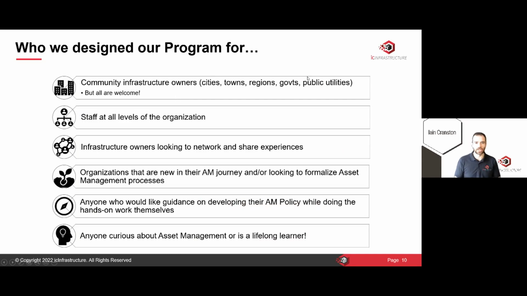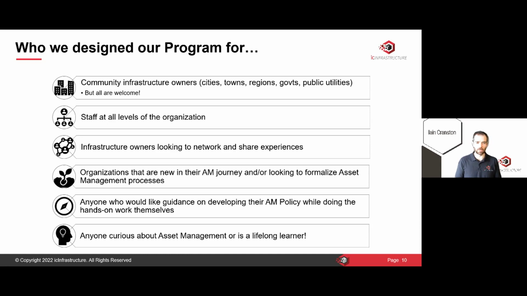So who's our programme designed for? Well, primarily this is around community infrastructure owners. So think towns and cities, regions, governments, different types of communities, public infrastructure owners. That's really what a lot of the content is geared towards. You hear us talk about councils and elected officials, but all infrastructure owners are welcome. Just know that some of the terminology is a little bit different.